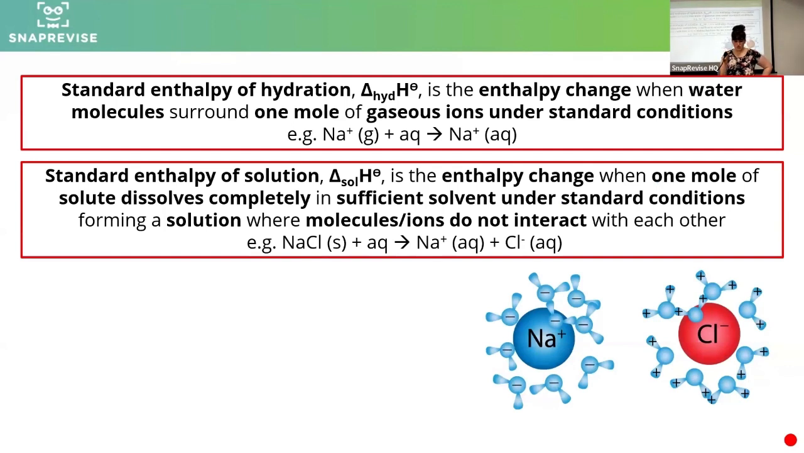Enthalpy change of solution is when we are dissolving, when we're putting a substance into solution. So for example, sodium chloride is being solvated or is going into solution. Sodium chloride is the whole substance, so not a single ion, but a whole substance. That's the difference between the two.